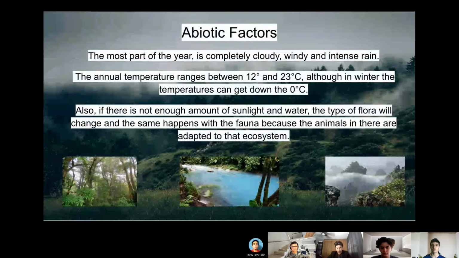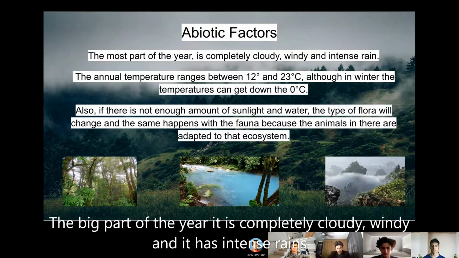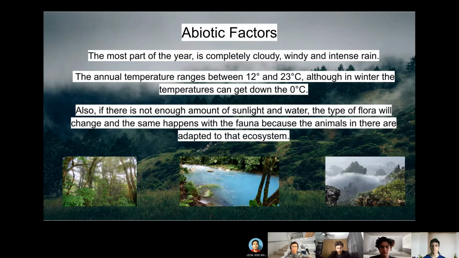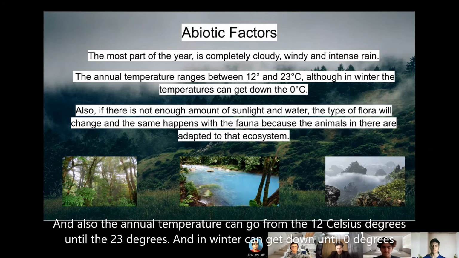Then, on the other hand, about the abiotic factors, we can say that for a big part of the year it is completely cloudy, windy, and it has intense rains. And also the annual temperature can go from 12 to 23 degrees Celsius. And in winter, the temperatures can get down to 0 degrees.